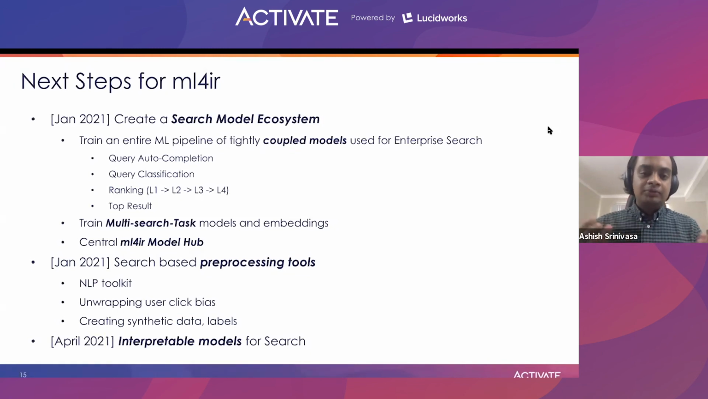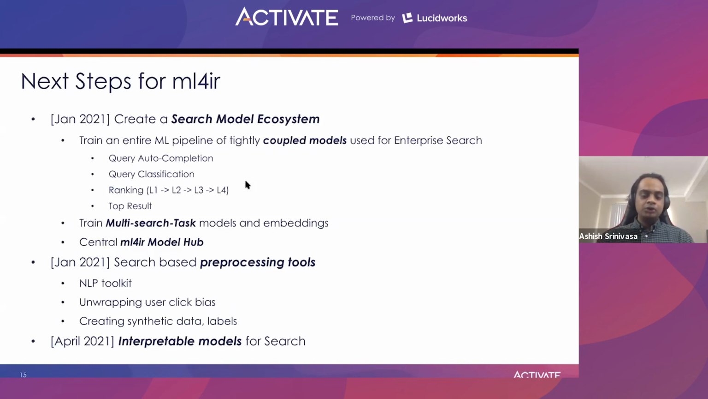Our grand vision for ml4ir is to use it to create a search model ecosystem so that we can train tightly coupled search models. One of the main challenges that we have in search is that we have query classification models, autocomplete models, and then multiple ranking models, the L1, L2, L3, and so on. And we have the ranking models further talking to a top result model. One of the issues we face is that all of these models are very tightly coupled, and there is no easy way to train these models in such a fashion. More generally, we also want to solve the problem of being able to train multi-search task models.